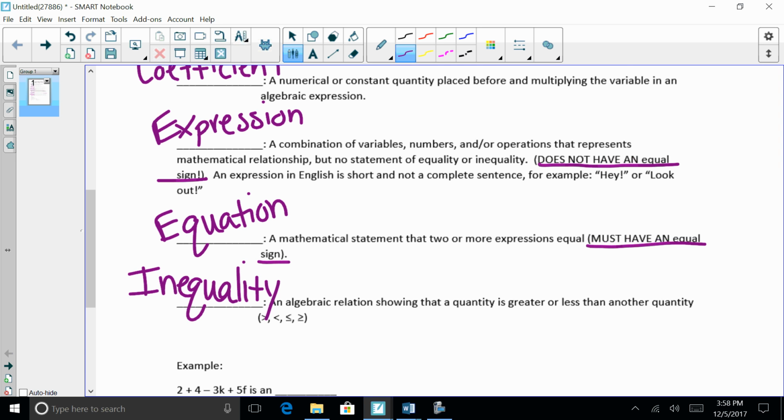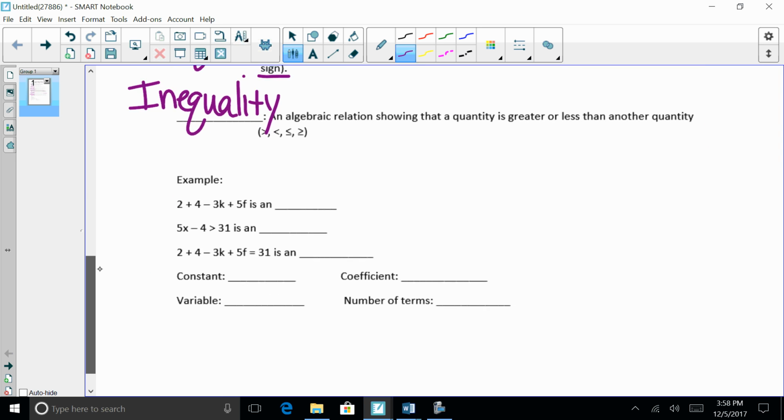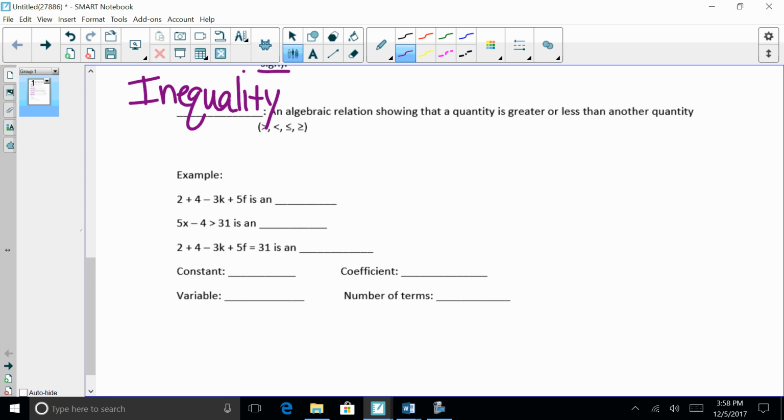Okay, so let's look at the bottom. I just want to give you some numerical representations of them. So if we look at this, 2 plus 4 minus 3k plus 5n, because there is no equal sign and because it's not greater than or less than, this is an expression. 5x minus 4 is greater than 31. That greater than symbol right there makes this an inequality. And 2 plus 4 minus 3k plus 5f equals 31. That equal sign makes this an equation.